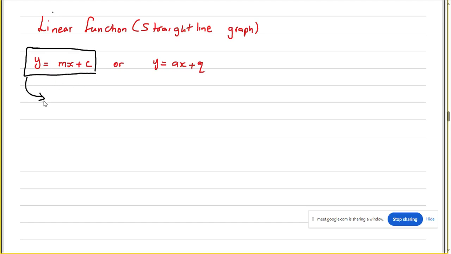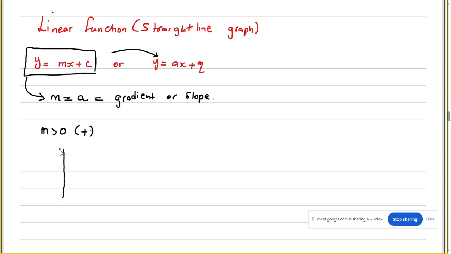Okay, so from this equation, what you need to understand is that the m is the same as a in these two equations. A and m are the same, and we call them the gradient. If you don't want to say the gradient, you can say the slope of the graph. So what you need to understand is how the gradient works. If the value of a is greater than 0, meaning it is positive, and the value of m is positive, this is how your straight line graph will look.